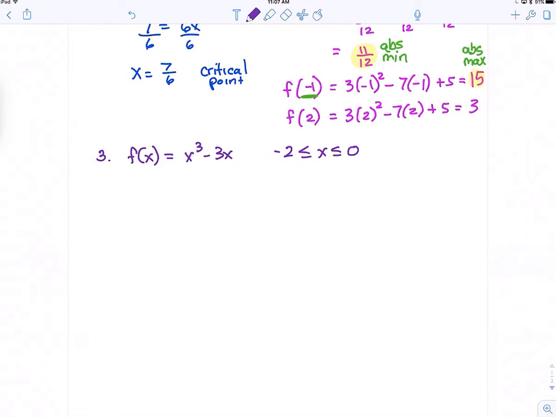Alright, we have a new function, f of x equals x cubed minus 3x, and a new interval, between -2 and 0. Go ahead and determine your critical points, and then test the critical points that are in your interval and the endpoints to determine the absolute min and max. I'm going to pause it so you can work on that.